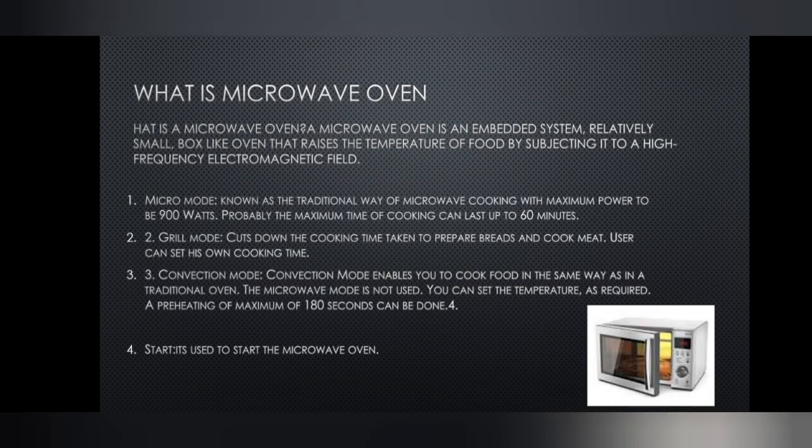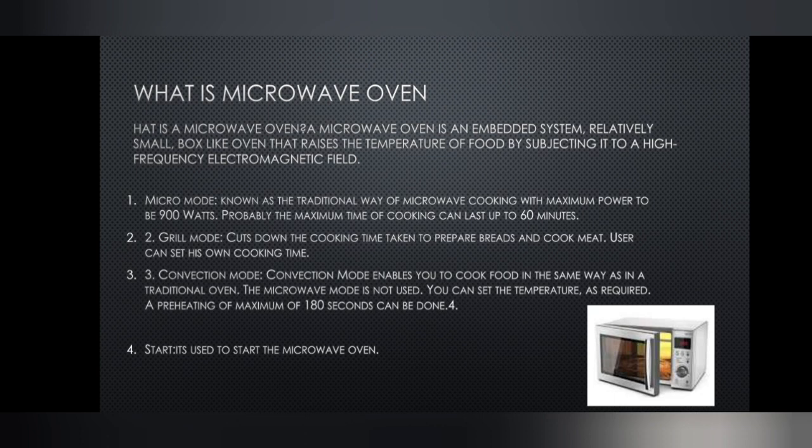So here we come to the basic definition of what a microwave oven is. A microwave oven is an embedded system, a relatively small box-like oven that raises the temperature of the food by subjecting it to a high frequency electromagnetic field. In the project, we have four modes, which are micro mode, grill mode, convection mode, and start mode.